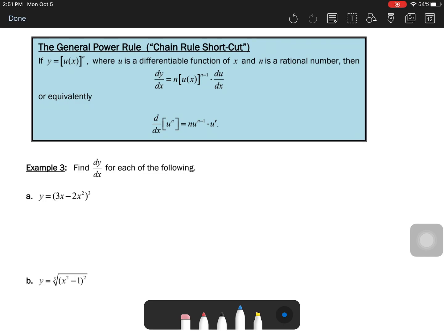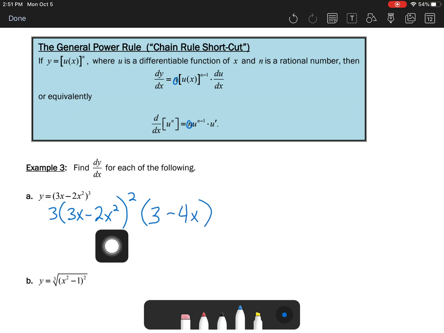So if we take the power down, just like it tells us to do here, we're going to multiply that power down, so we'd have 3 in front, and then we'd leave the 3x minus 2x squared in there, and we reduce that power down to 2, and then we multiply by the derivative of the inner piece, which would be 3 minus 4x, just like that. Okay, now could you simplify it more? I suppose you could square this out, but I would probably just leave it like this, given the choice. You don't really have to do any more simplifying than this.